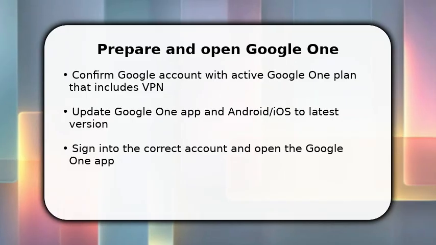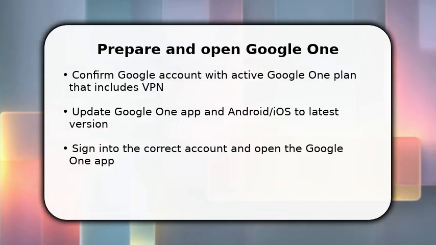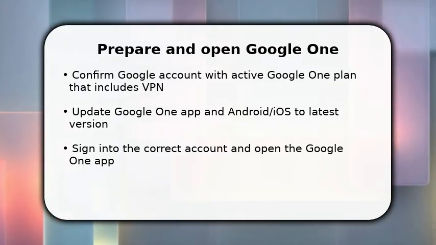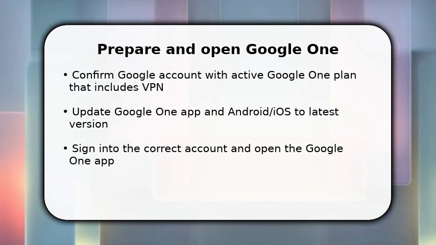Now open Google One, tap the Benefits or VPN section, and follow the prompt to start setup. This gets you immediately into the feature, without wasting time on unrelated settings.